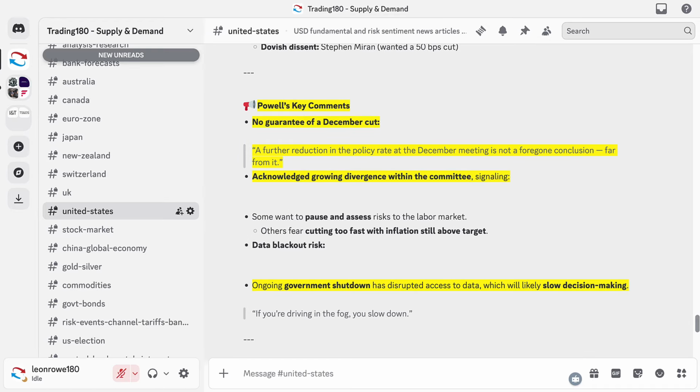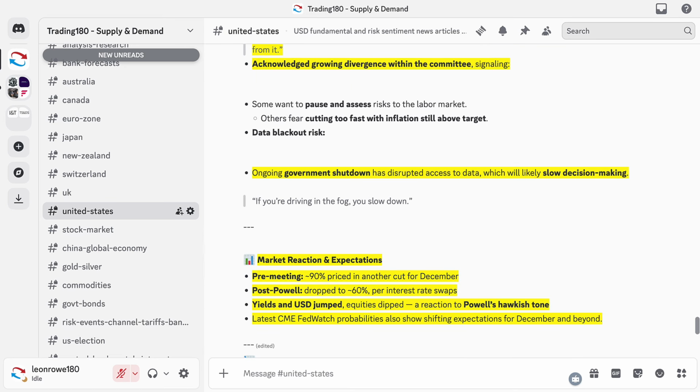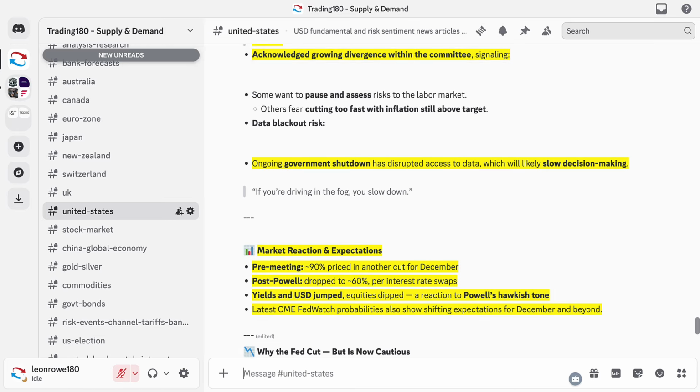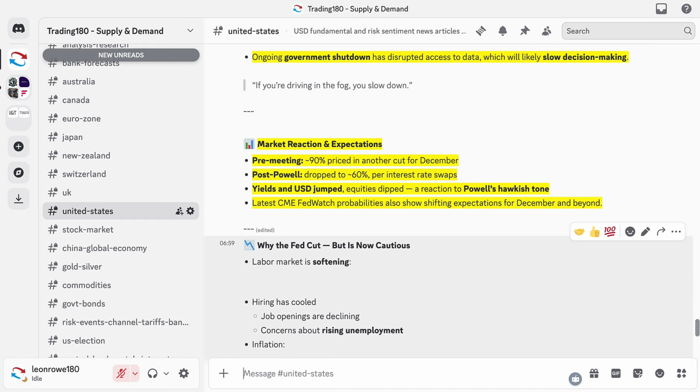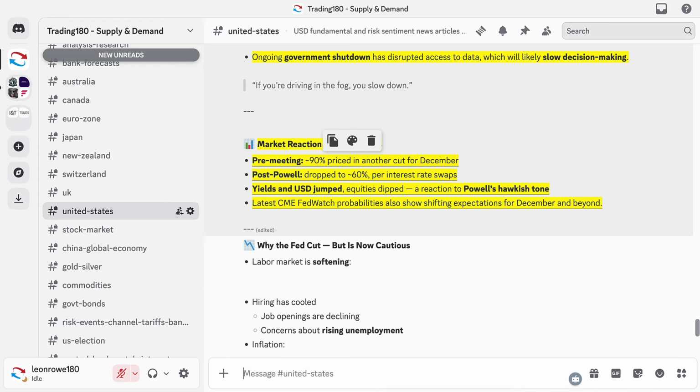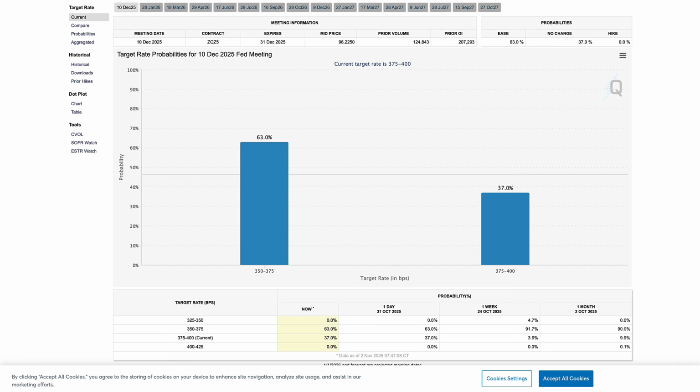Far from it, in quotations. He acknowledged growing divergence within the committee, signaling that the ongoing government shutdown has disrupted access to data, which is likely slowing decision making as well, right? So it says here, market reaction and expectations. Pre-meeting, it had 90% priced in for another cut in December, and post Powell it obviously dropped to 60% per interest rate swaps, which we just looked at here, right?